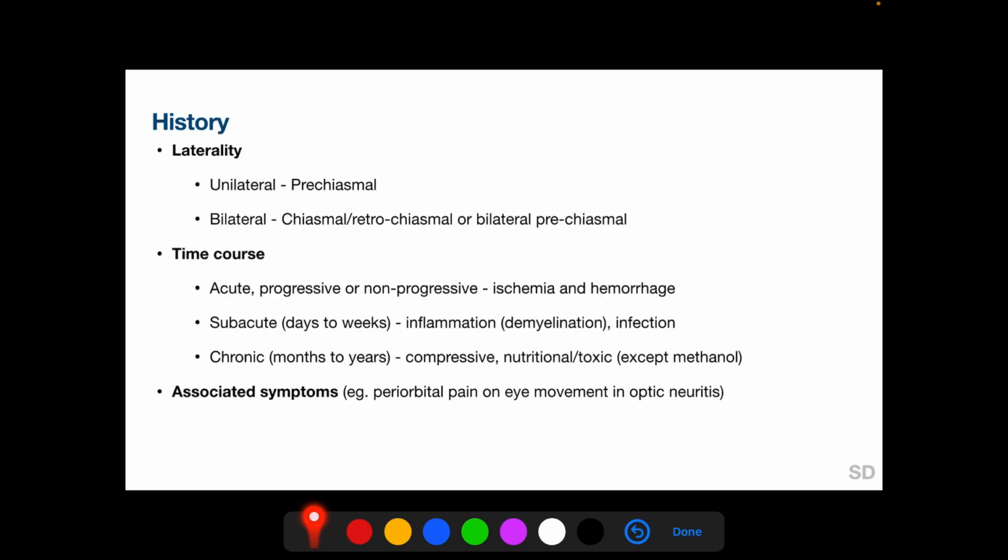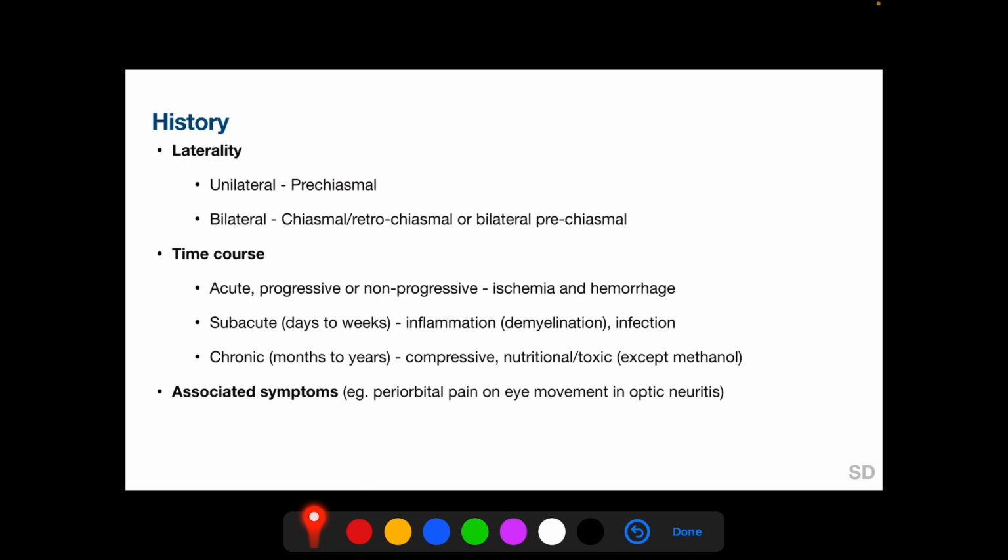So when the patient presents to us, we should be taking a careful history about the symptomatology. A unilateral involvement suggests prechiasmal lesion, while a bilateral involvement suggests a chiasmal or a retrochiasmal lesion or a bilateral prechiasmal lesion.